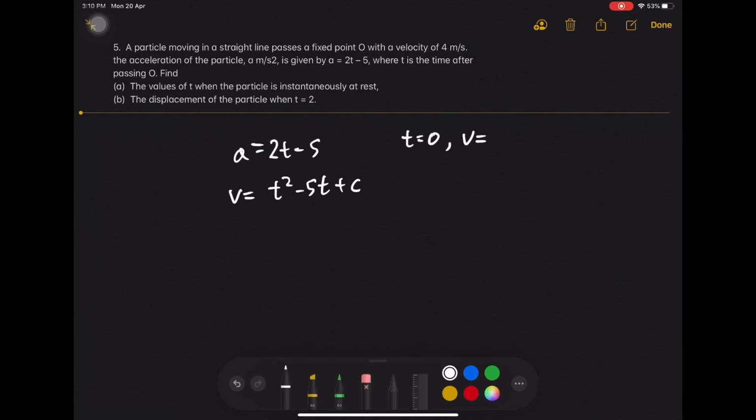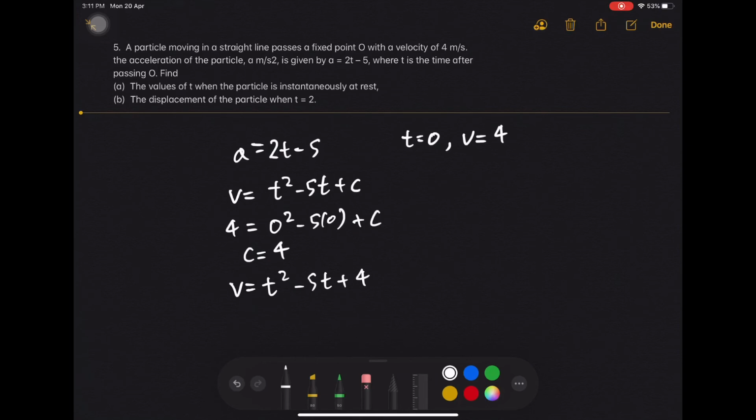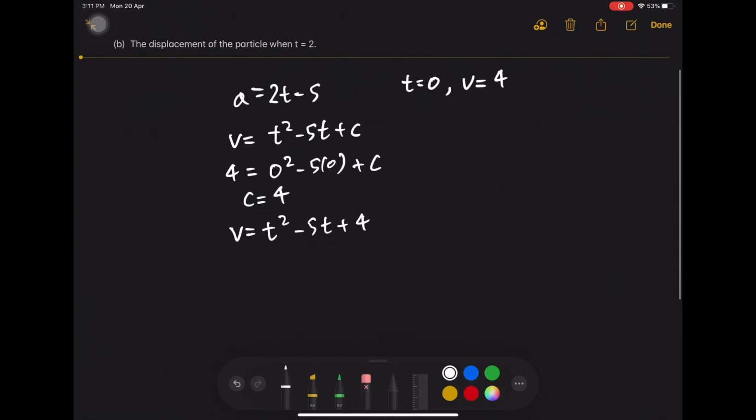In this case, they say it passes through the fixed point origin with the velocity 4 seconds. This means that at time 0, my velocity is 4. So I have 4 equal to 0 squared minus 5(0) plus c. We're going to find what c is, and c is 4. So we're going to put it back in the velocity equation. We're going to get this. Right, we got our velocity equation.